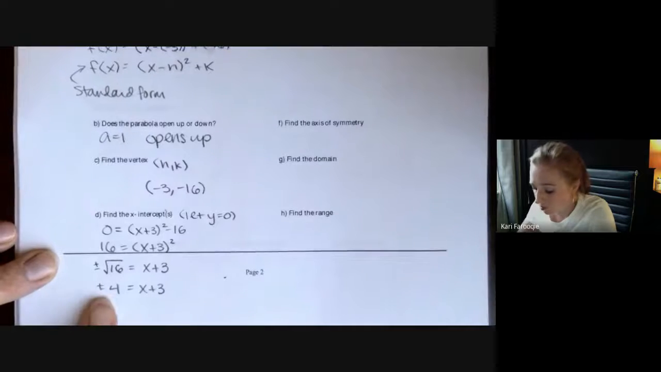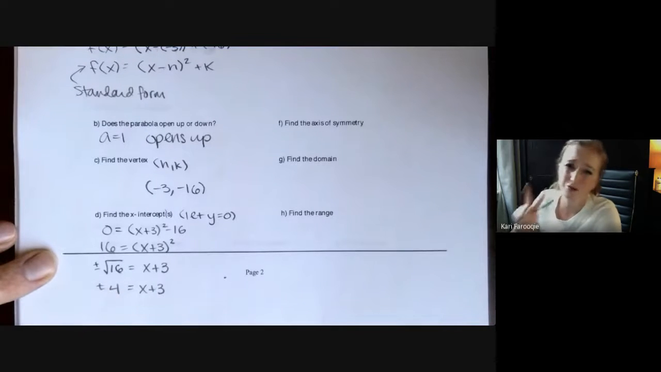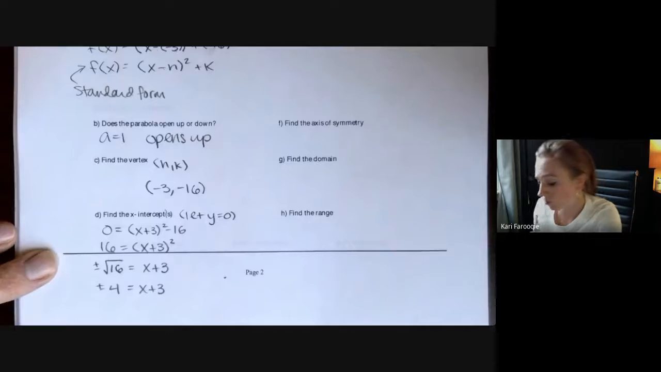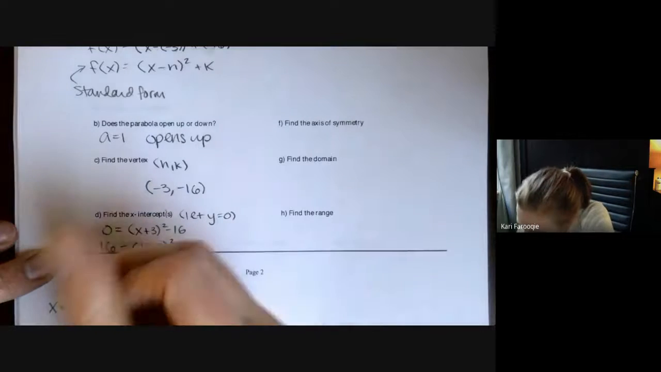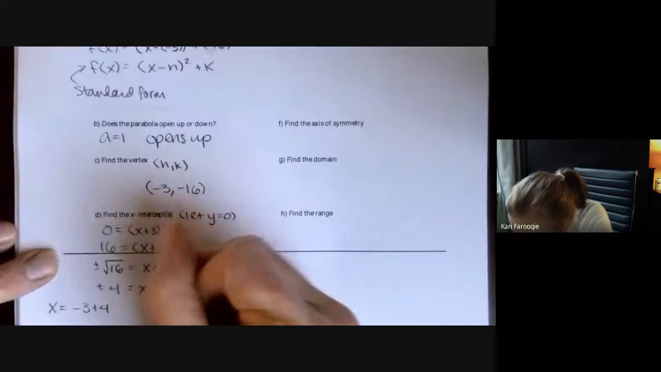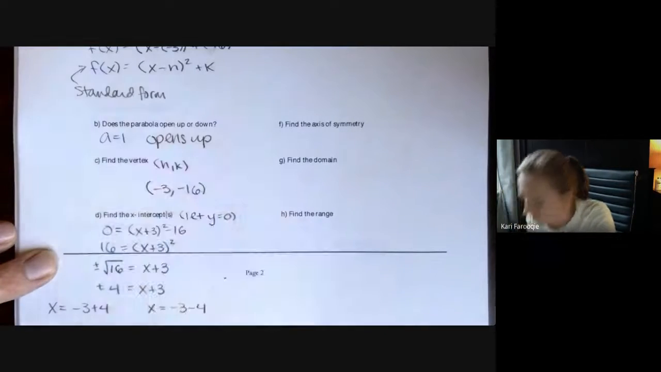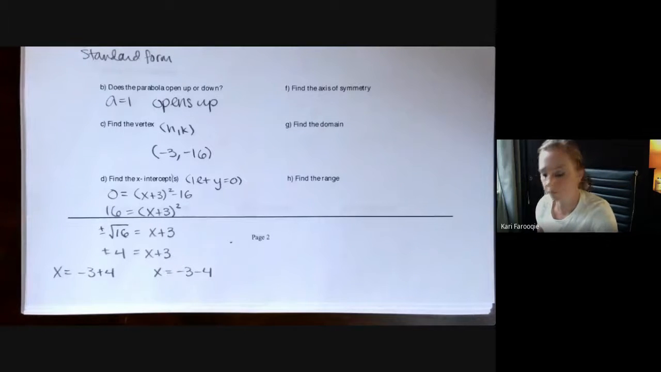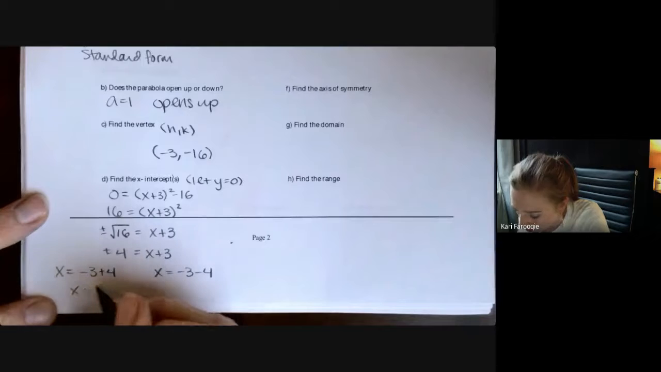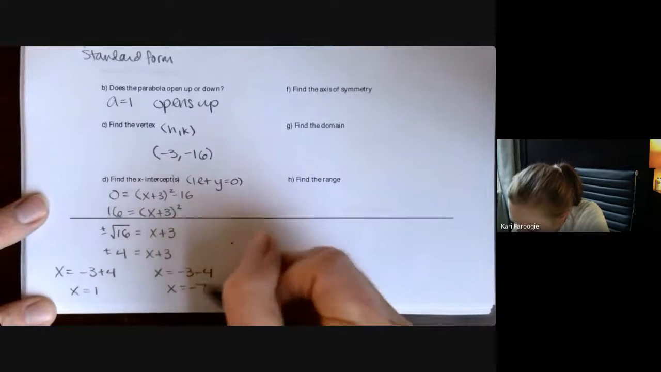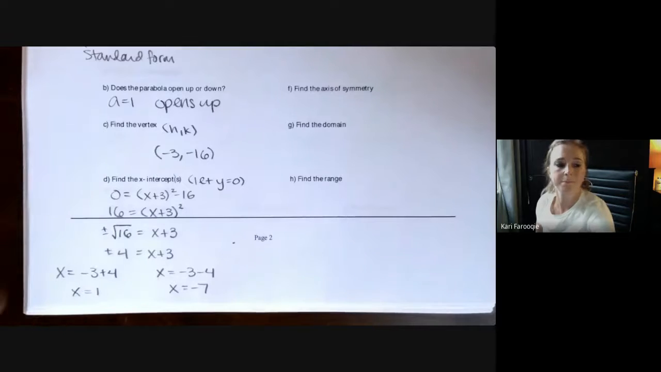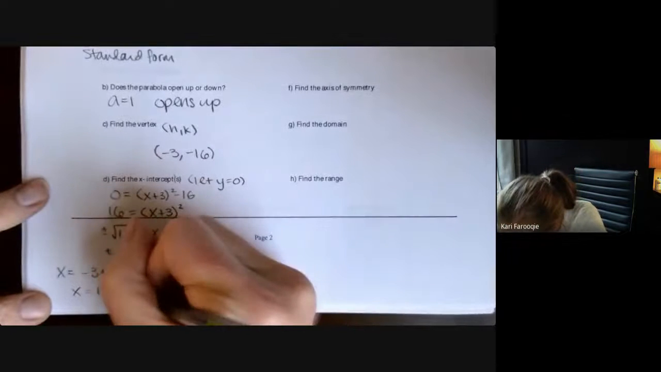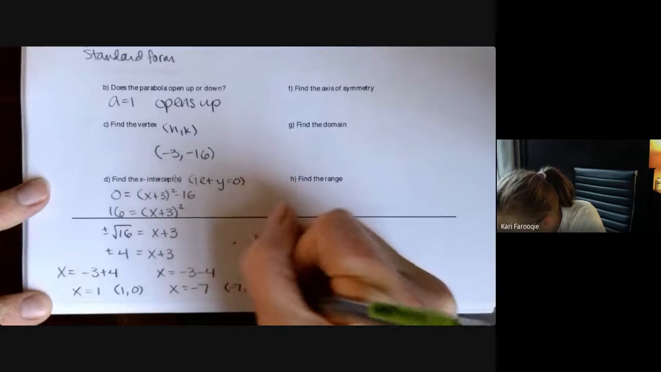Now, this is a situation where you already have a simplified value. So you're going to have 2 values that need to each be simplified. So you are going to have x equals -3 plus 4 and x equals -3 minus 4. That means x equals 1 and x equals -7. And remember that these are x-intercepts. They are points on your graph. They exist at (1, 0) and (-7, 0).